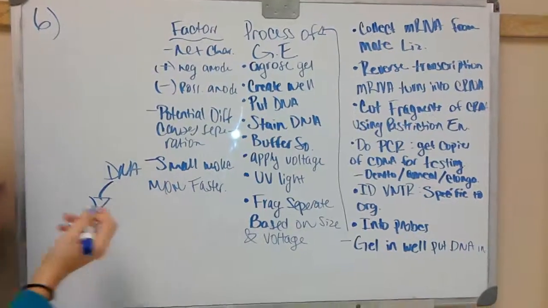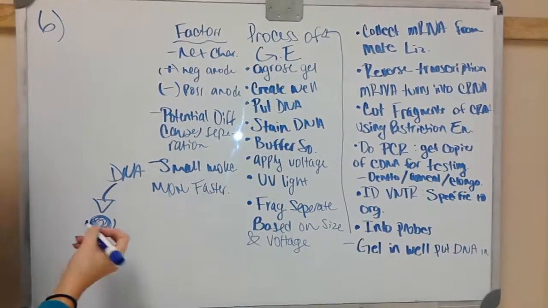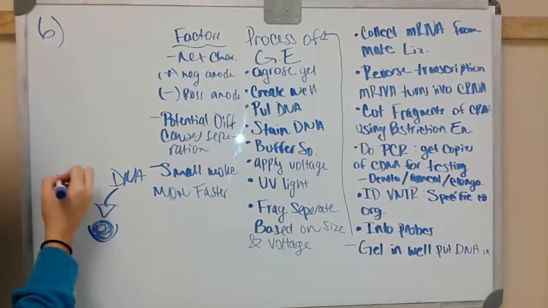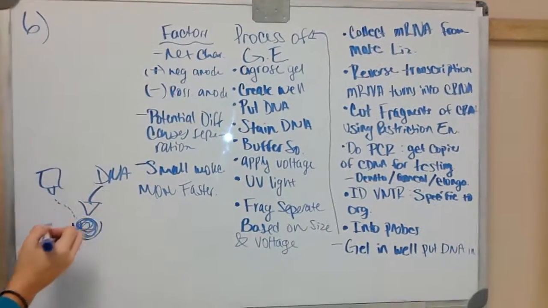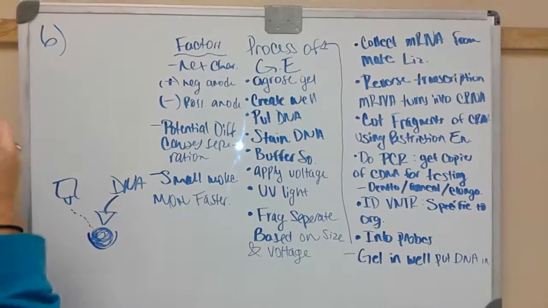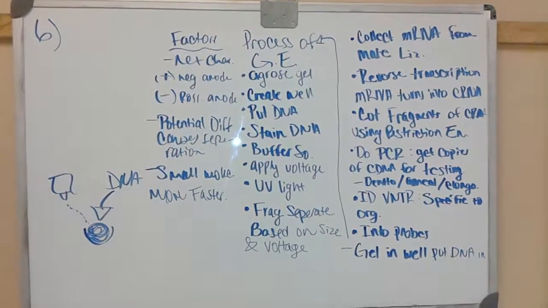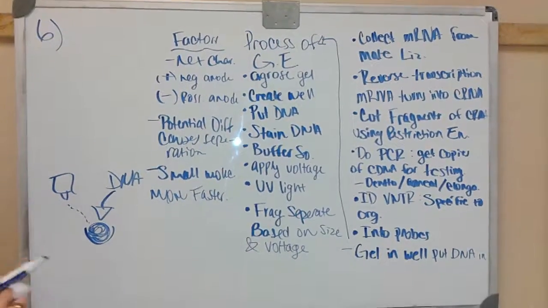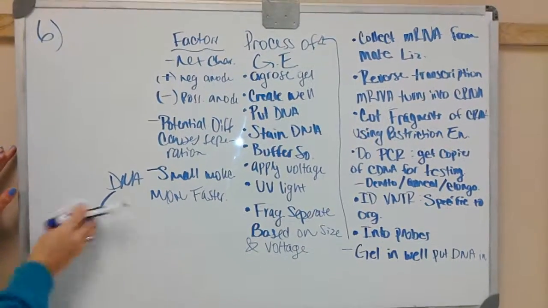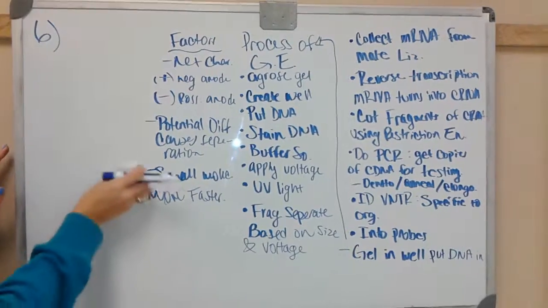We add DNA. Now once we do this, we stain the DNA. That's us adding our stain. And then we add buffer solution, and once that happens, we apply a voltage. Now the fragments are going to separate based on size and voltage.